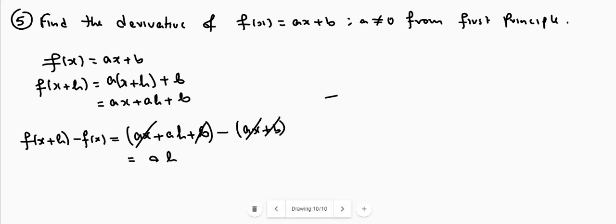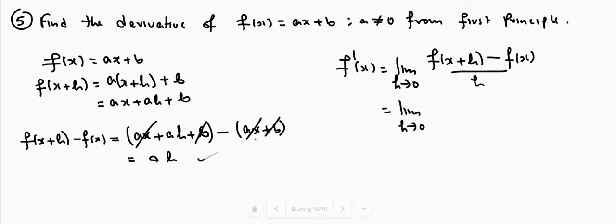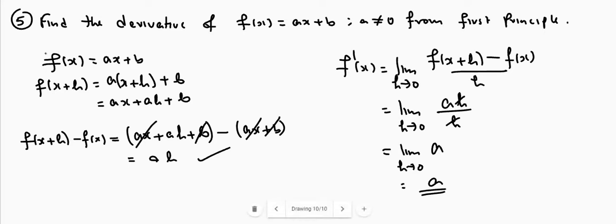f dash x is equal to limit h tends to 0 of f of x plus h minus f of x divided by h, which is equal to limit h tends to 0 of ah divided by h. h divided by h, h will get cancelled. Then limit h tends to 0 of a constant, applying the constant limit, we get that constant. The derivative of ax plus b is a, clearly.